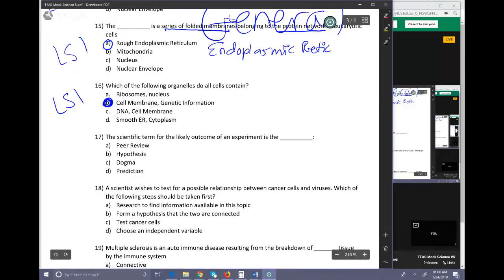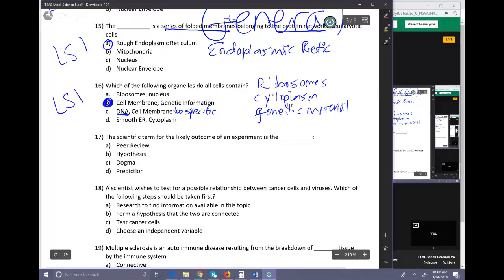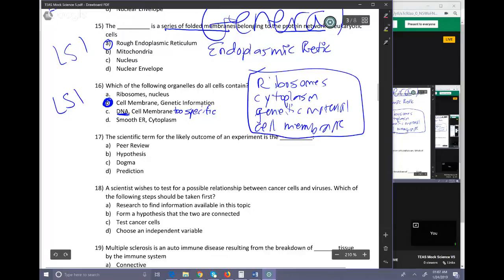If you answered C, DNA is too specific. Not every cell in the entire universe has DNA. Every cell in the entire universe has some type of genetic information. The 4 things are ribosomes, cytoplasm, some type of genetic material, and a cell membrane, which can also be called a plasma membrane. You should know those 4. They won't have you answer 2 of them at once like I did, but they will potentially have you choose any of those 4.